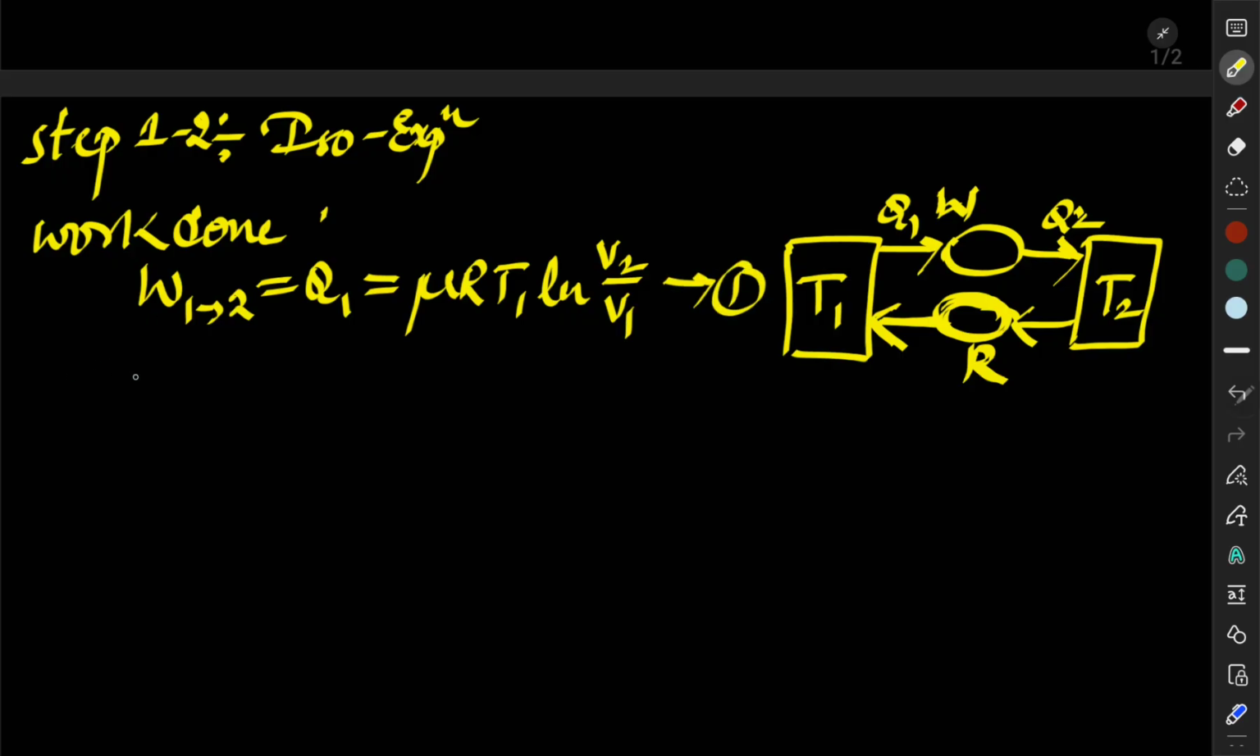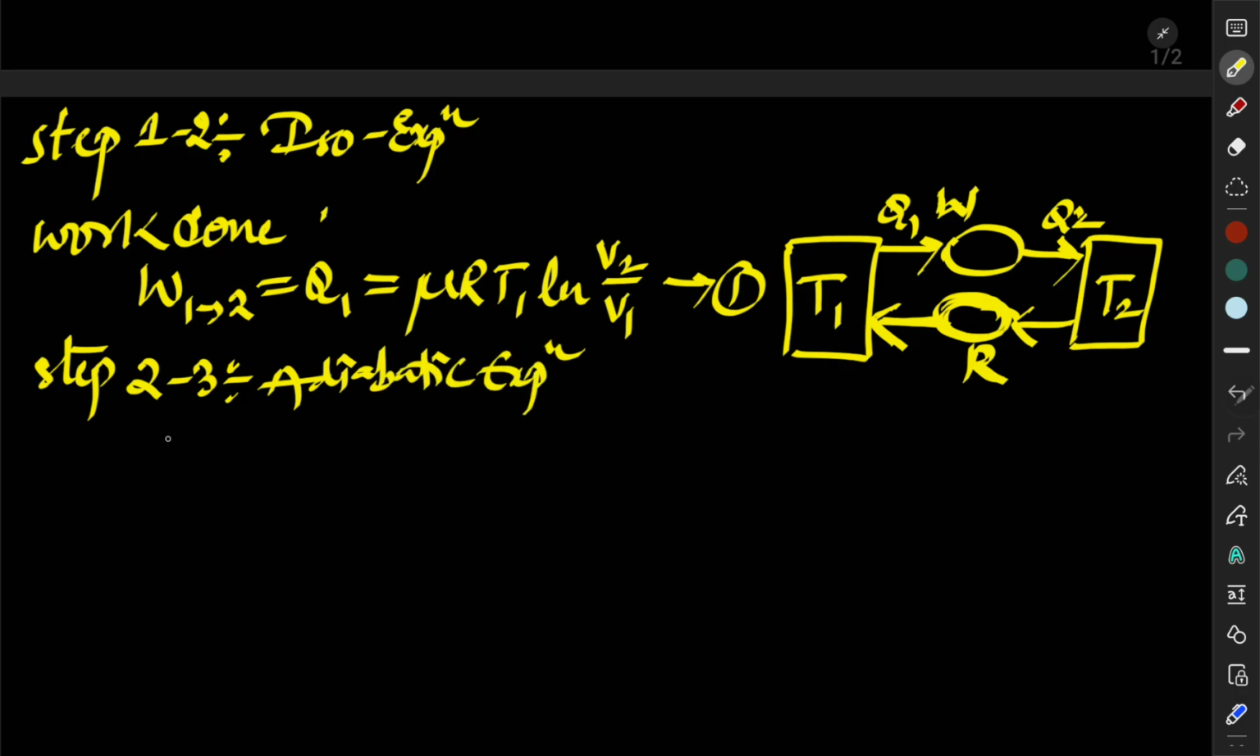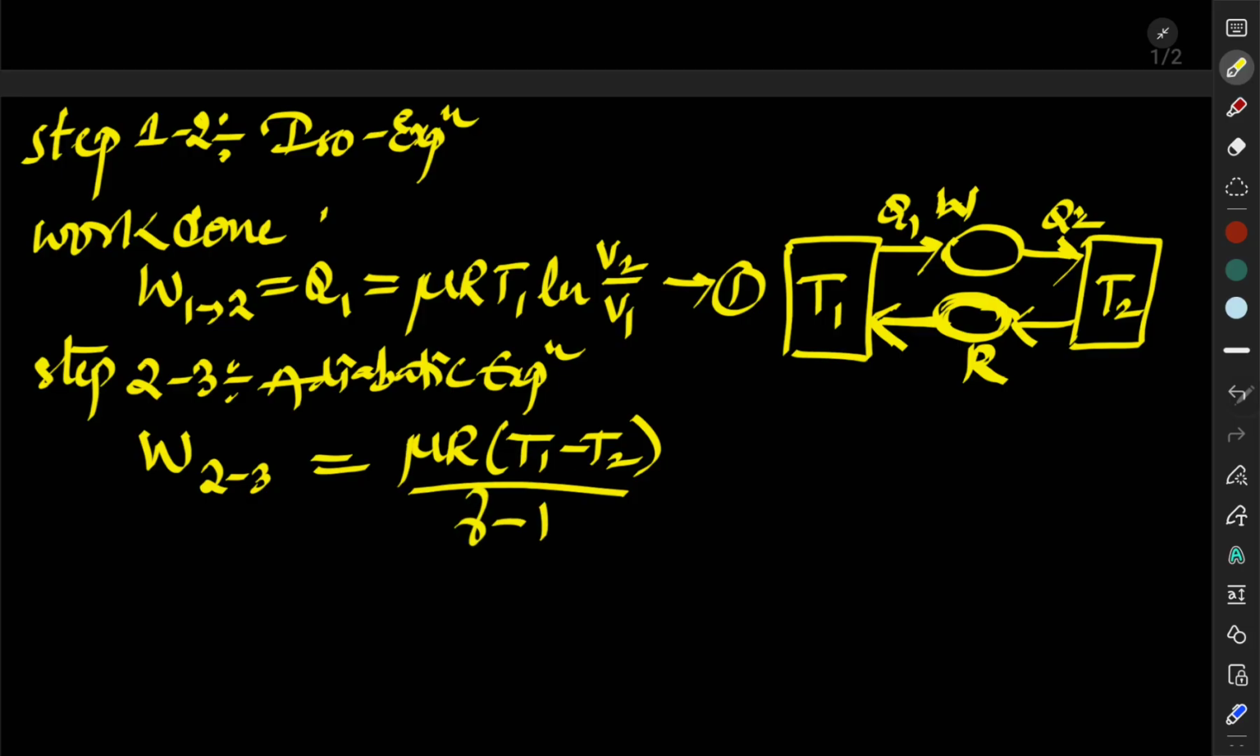And at step 2 to 3, as we have discussed, adiabatic expansion was going on. So the work done for adiabatic expansion at 2 to 3 will be mu R (T1 minus T2) by gamma minus 1. Let this be equation number 2.